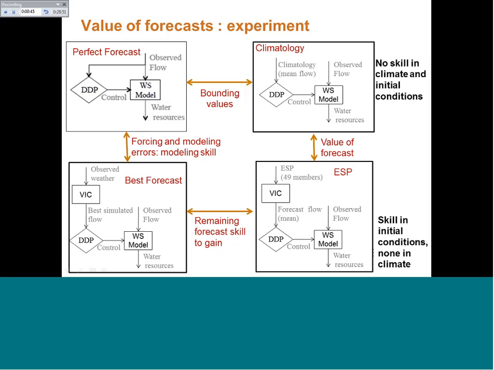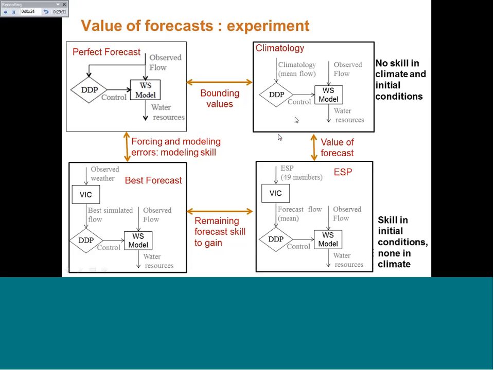Now we're looking at the climatology case, meaning that we are forcing the optimizer with climatology, meaning long-term mean monthly flow. So there is no skill in climate and no skill in the initial conditions. It is more or less the worst forecast we could get, although there is value, but in our test, those are going to be our bounding values, our best case and our worst case. And when we use our seasonal forecast, remember we force the hydrology model with ESP, and then we have the water delivery, we have the skill in initial conditions, but we have none in climate.